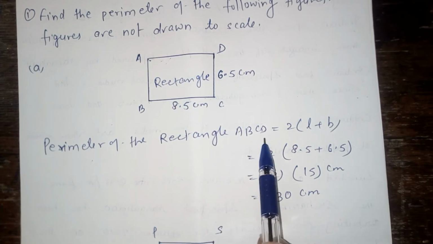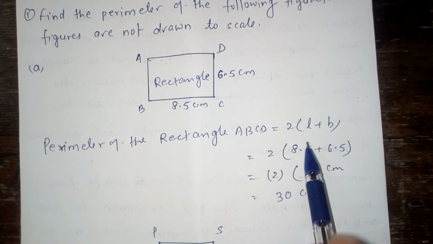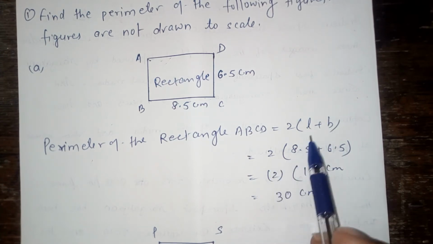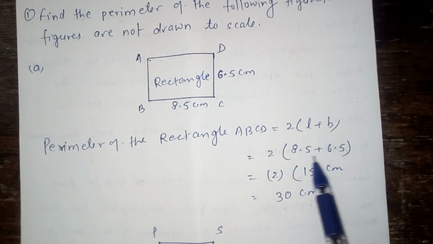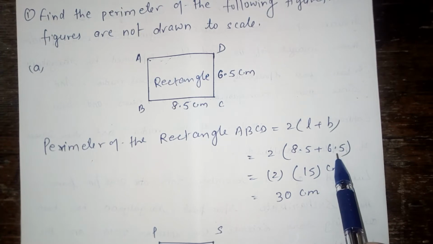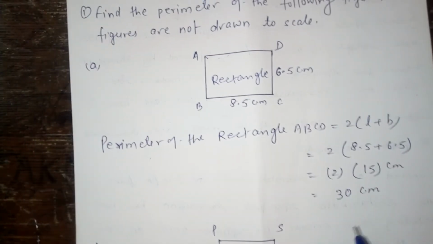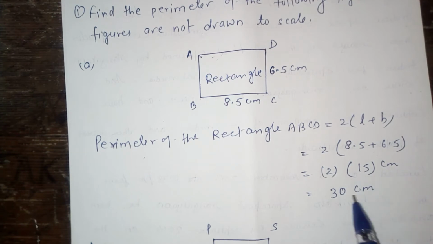Perimeter of rectangle ABCD is equal to 2 into (L plus B). L stands for length, B stands for breadth. 2 into (8.5 plus 6.5). 8.5 plus 6.5 will give you 15, and 2 times 15 is 30. So 30 centimeter is the perimeter of the rectangle. Okay, this is the required answer for the required question.